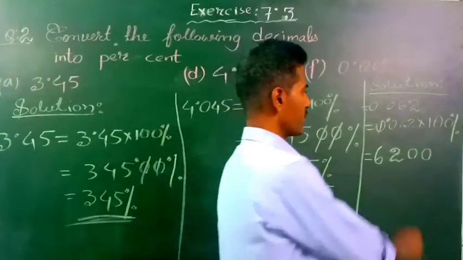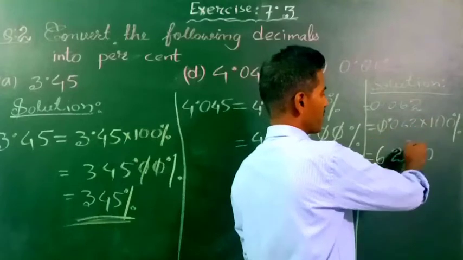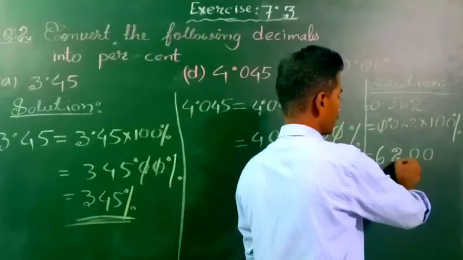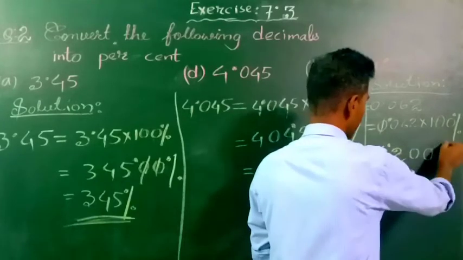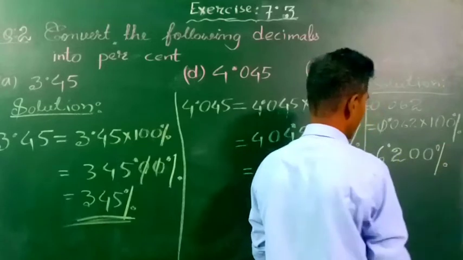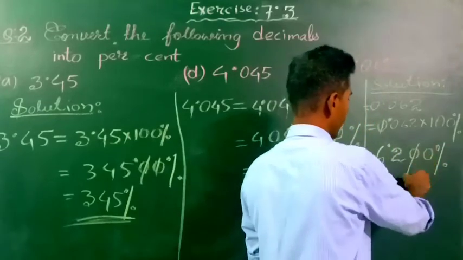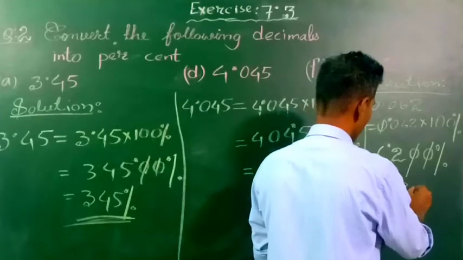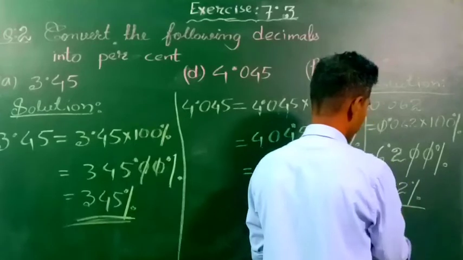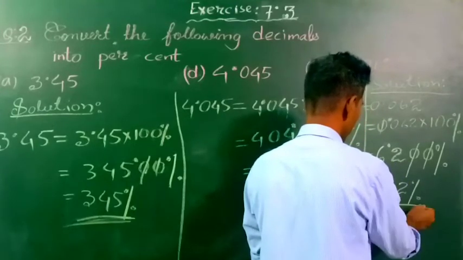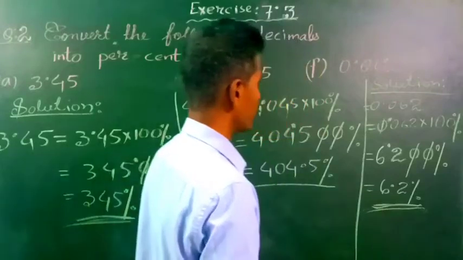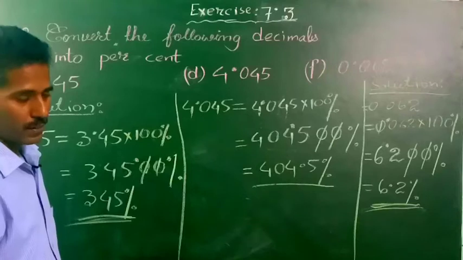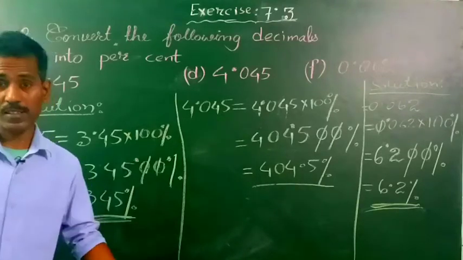Now you'll see the decimal is before how many digits from the right hand side? 1, 2, 3 digits. So here also I'll put the decimal after 3 digits, 1, 2, 3 decimal, and this percent. Now after the decimal, the zeros have no value, so I'll cut them. So we got 6.2%. This 6.2% is the solution of question number 2, sub question F. It's very simple, isn't it?